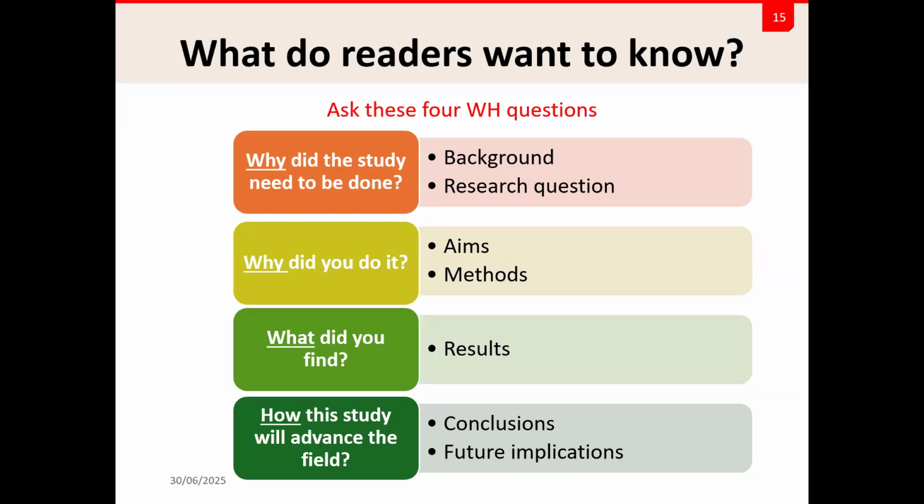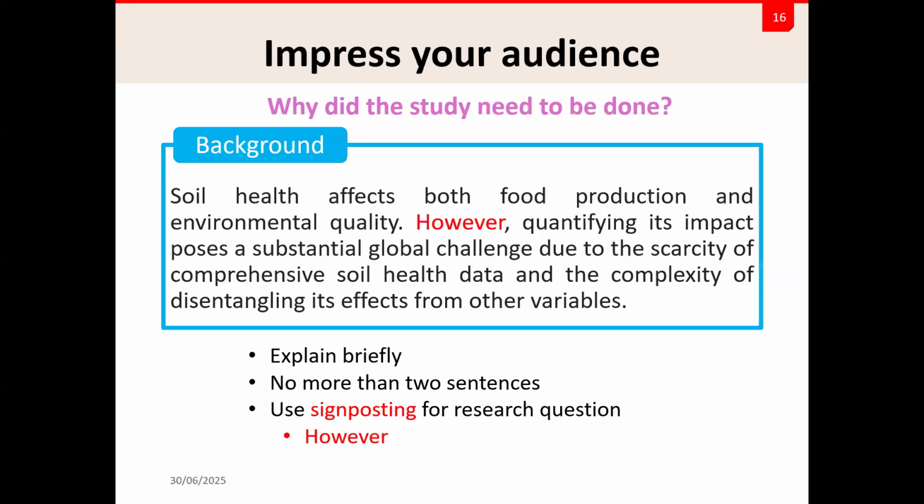So let's go back to the abstract and consider one by one. First thing is, why did the study need to be done? So here we discuss the background. Read this sentence carefully and you will get an idea about the background. Soil health affects both food production and environmental quality. However, quantifying its impact poses a substantial global challenge due to the scarcity of comprehensive soil health data and the complexity of discerning its effects from other variables.